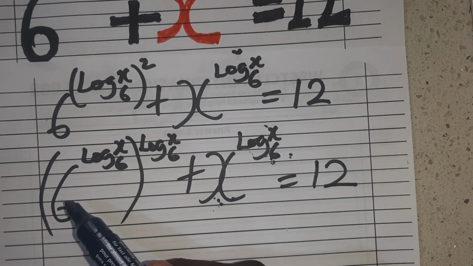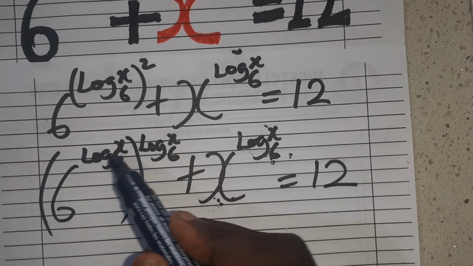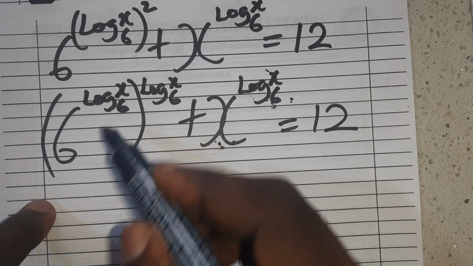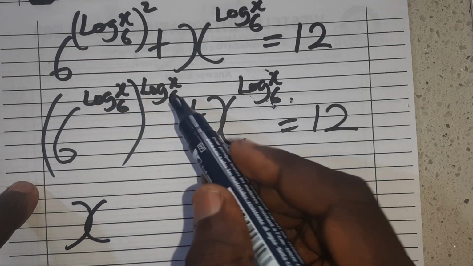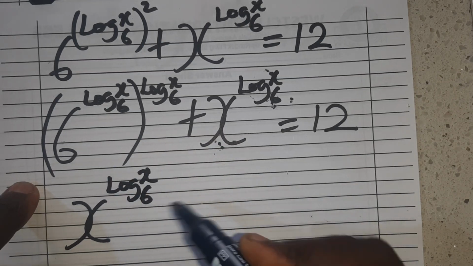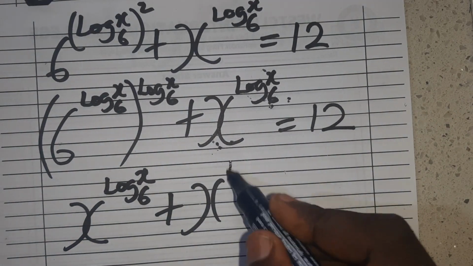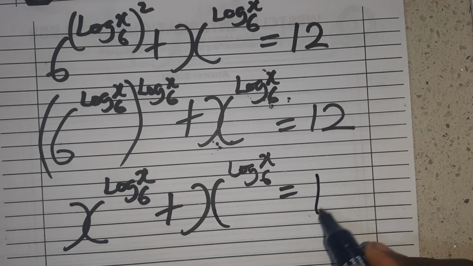You have the main base as 6 and the logarithmic base here as 6 also. So we are going to have the argument x as our final value. So the value in this bracket simplifies to just x. Then you still have your power there, which is log x base 6, plus x raised to power log x base 6 equals 12.